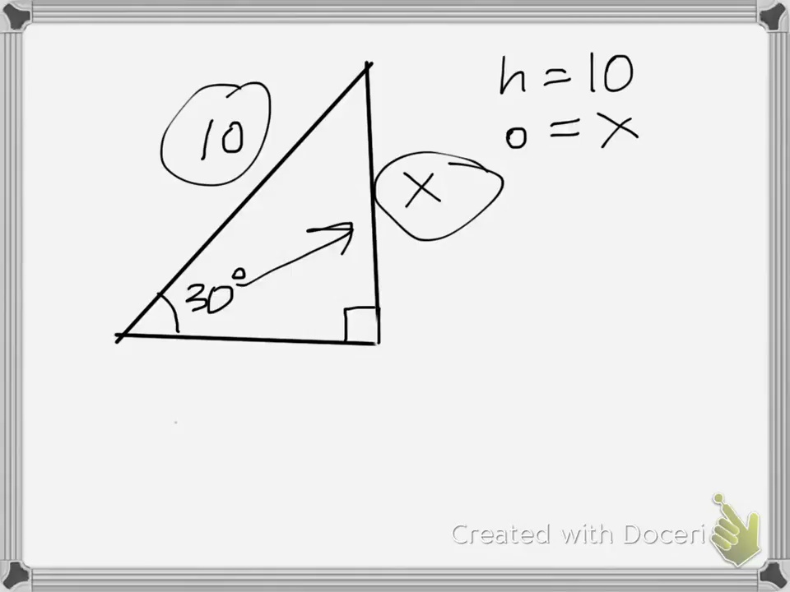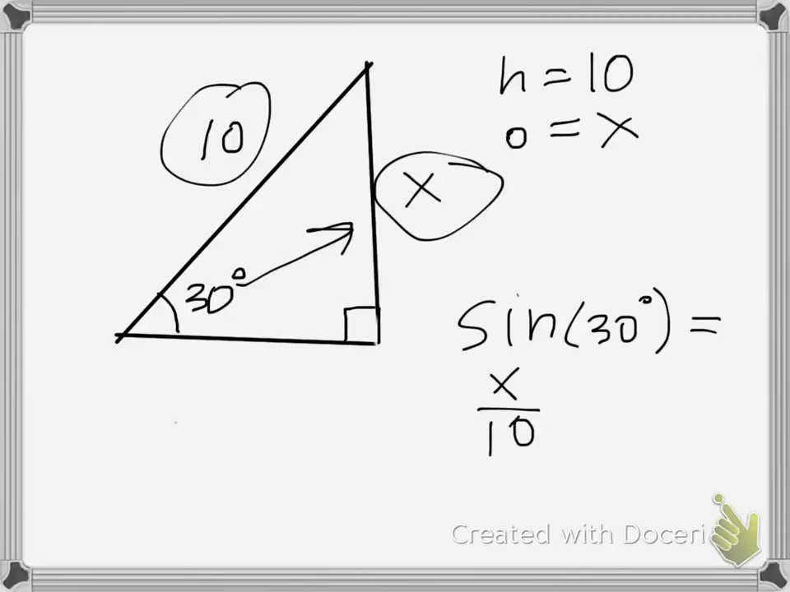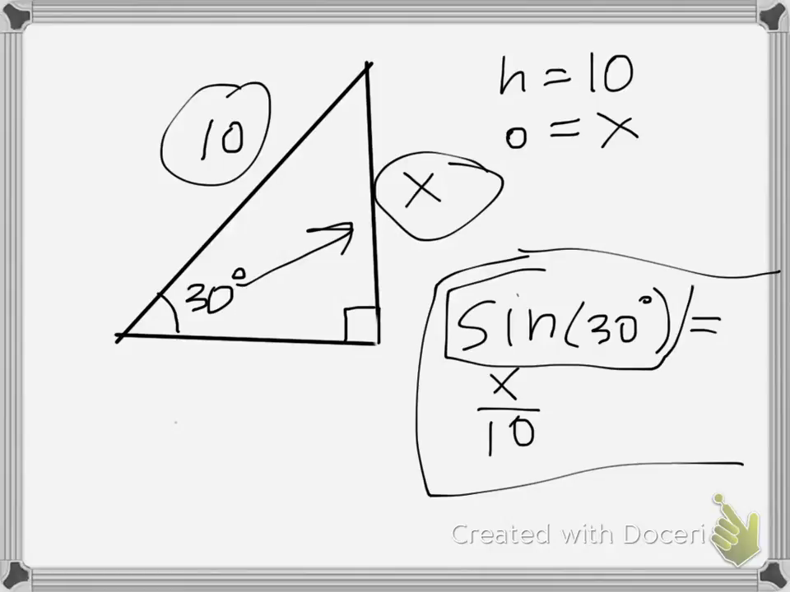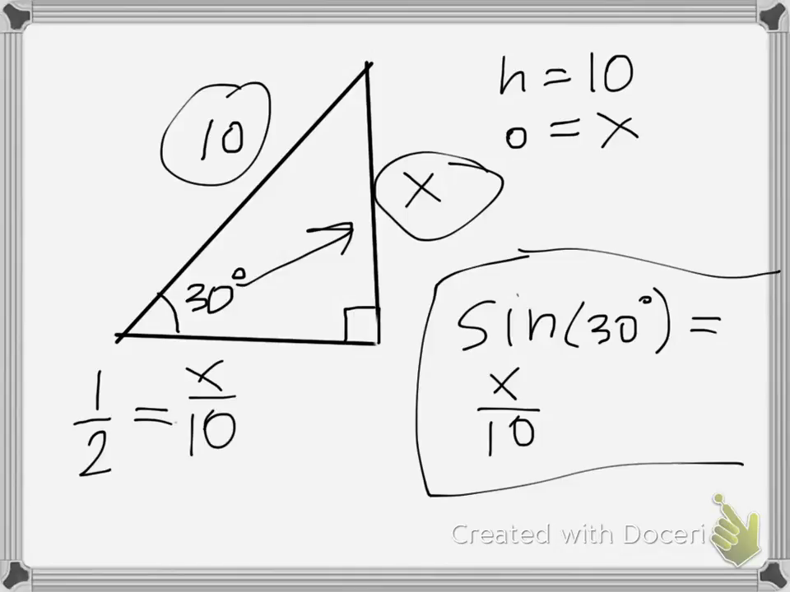Well, sine does. So what we can say is that the sine of 30 degrees equals x over 10. Because x is opposite, the hypotenuse is 10, so you can say that the sine of 30 degrees equals x over 10. So what is the sine of 30 degrees? Remember, I derived this in an earlier video, but the sine of 30 degrees equals 1/2. So we have 1/2 equals x over 10.